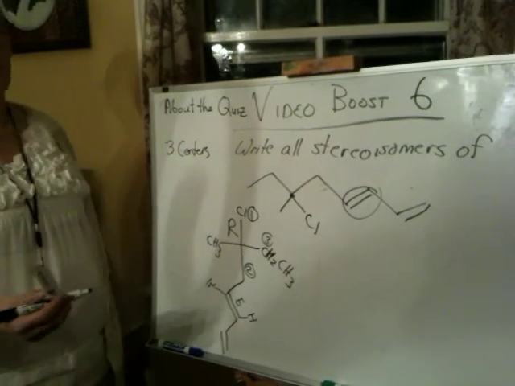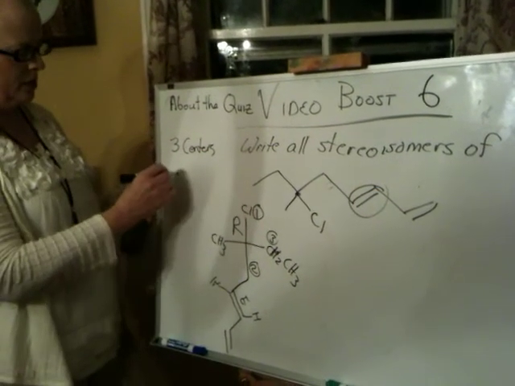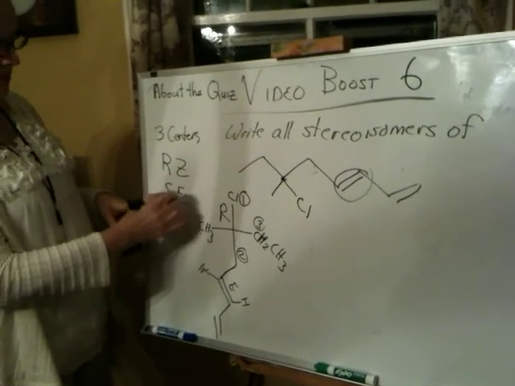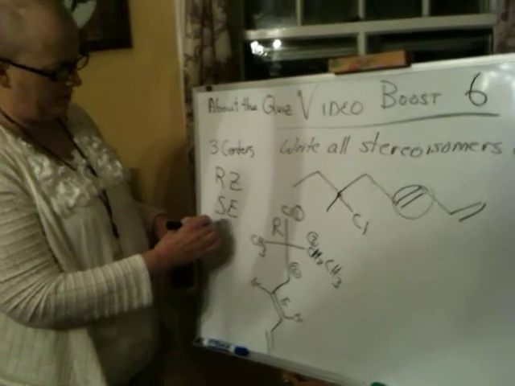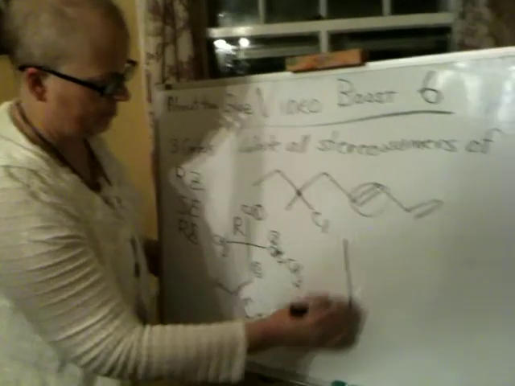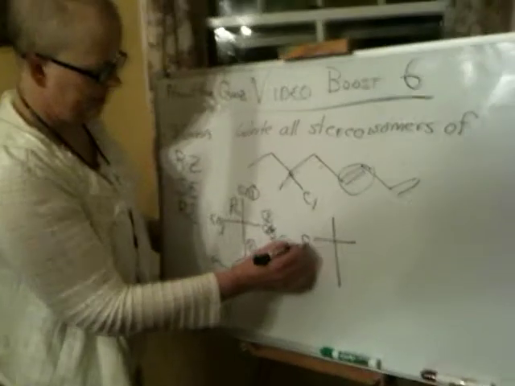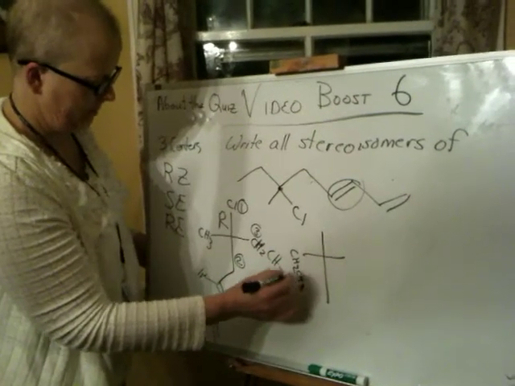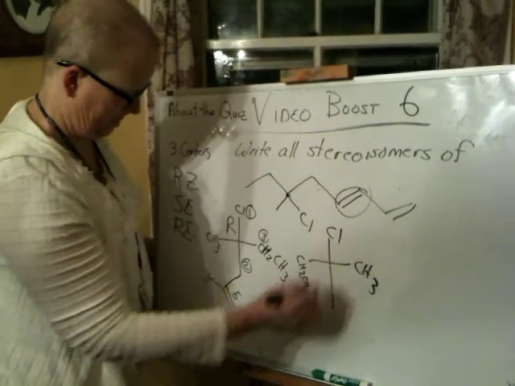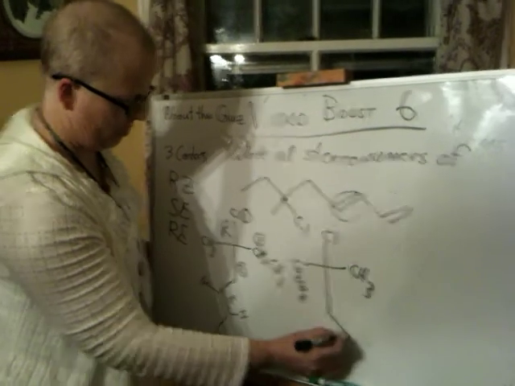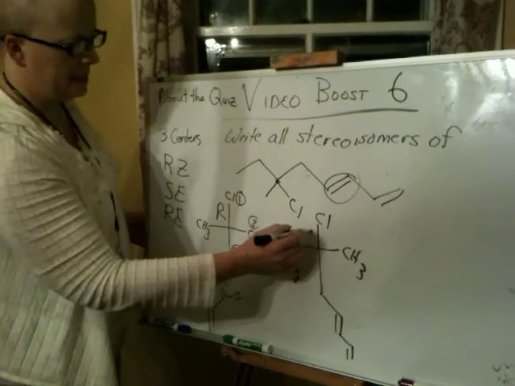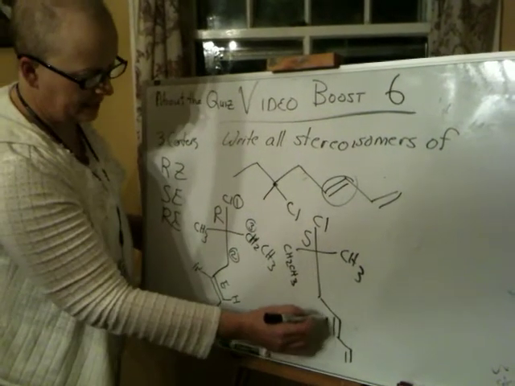So what are the other stereoisomers? The other stereoisomers are the R,Z, the S,E, and the S,Z. So if I was going to draw these very quickly, I would draw the Fischer, I would fill in these groups, and then draw the mirror image. Okay, what is this one? This is the S, but notice it is still E.